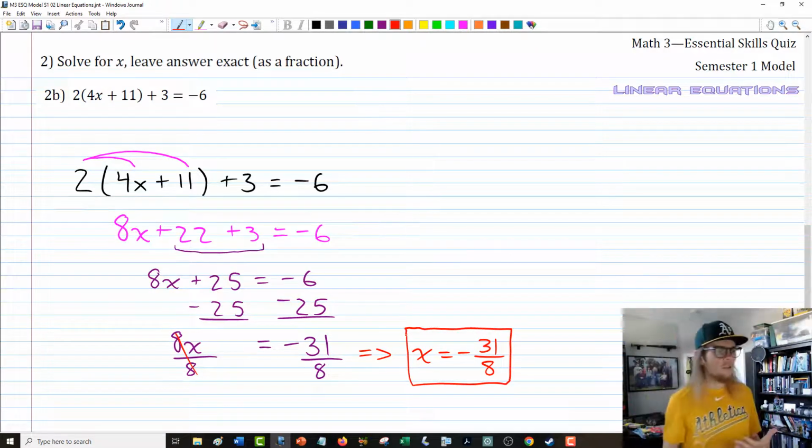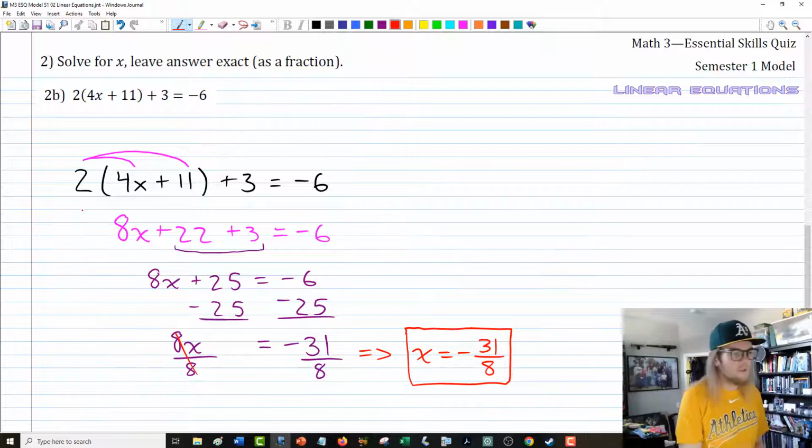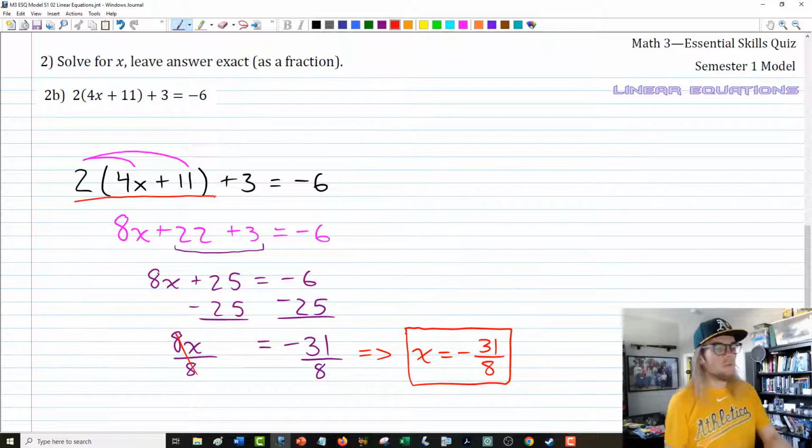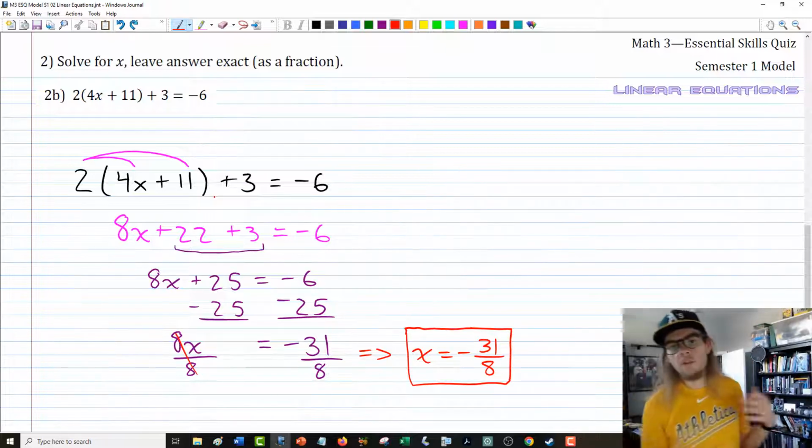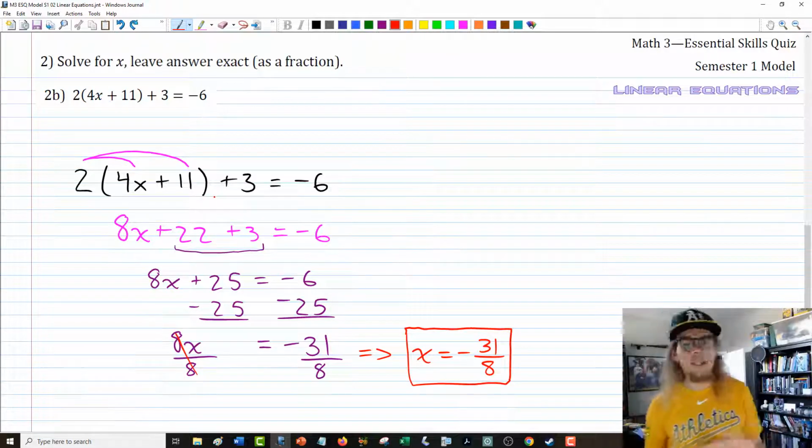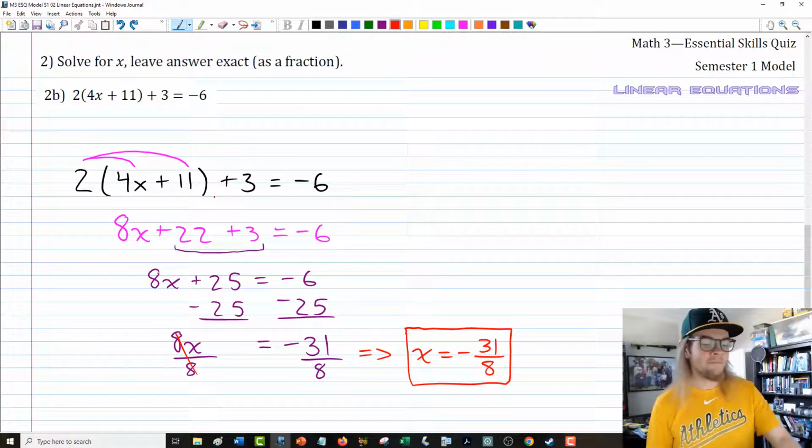So in this case, the big new addition, not really new, you've done this for quite a while, but we had the distributive property that we had to use there as opposed to just sort of collecting like terms, although we did end up collecting like terms by the end.